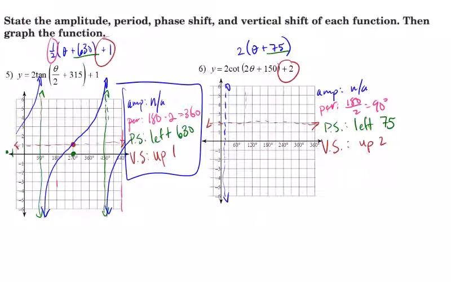All right, and then every 90, so I'm going to have 15 plus 90 is 105. Plus 90 is 195. 195 plus 90 is 285.